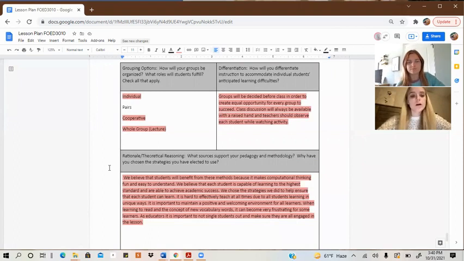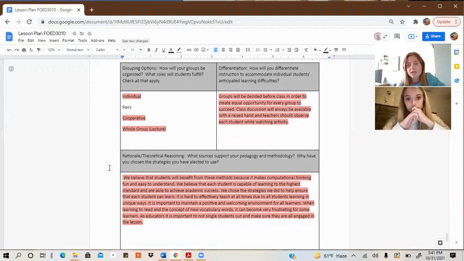For grouping options, students will actually have three different ones: individual assessments, cooperative assessments, and whole group. It'll give them some time for themselves, time in smaller groups, and then time for us as a class to reflect.